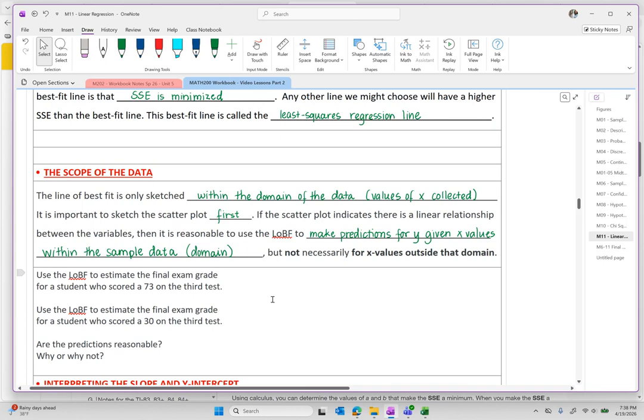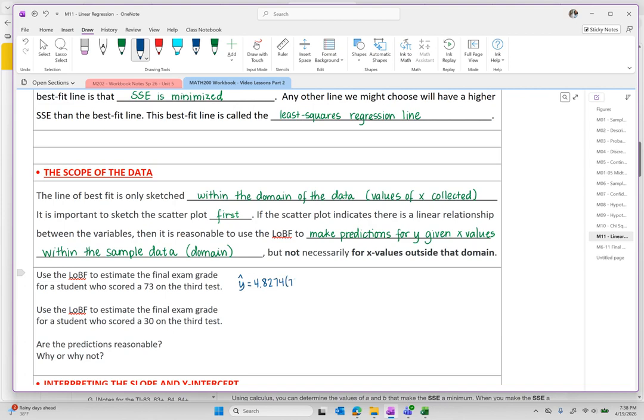For example, if we wanted to use the line of best fit to estimate a final exam grade for a student who scored a 73 on the third test, we could use the linear regression line, the line of best fit, to plug in x equal to 73. So 4.8274 times 73 minus 173.51.